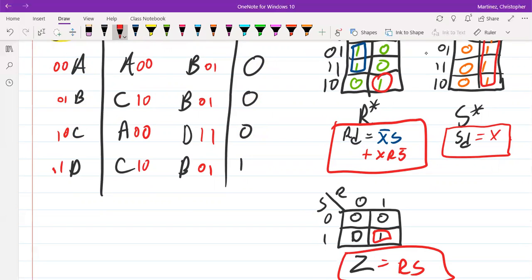So in summary, the steps you need to do is from your problem statement, you're going to go to state graphs, from state graphs to state tables, from state tables to the implementation, the K-maps.